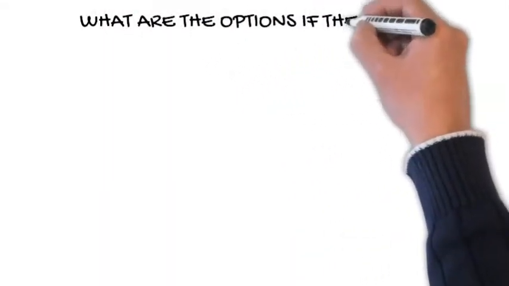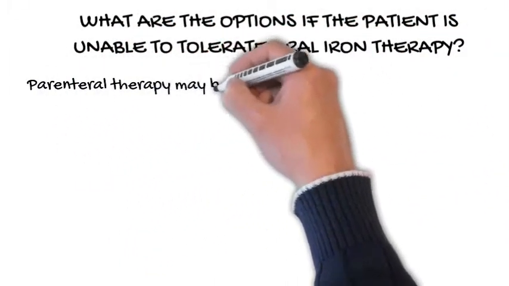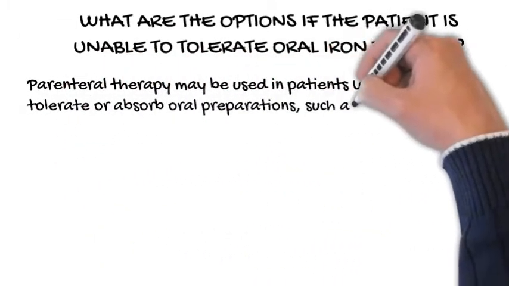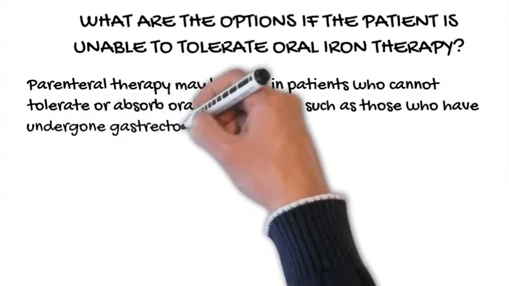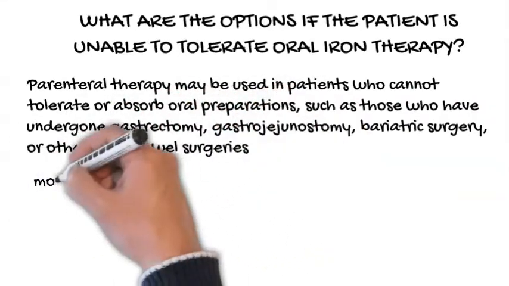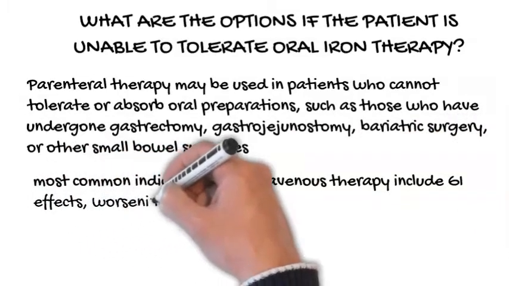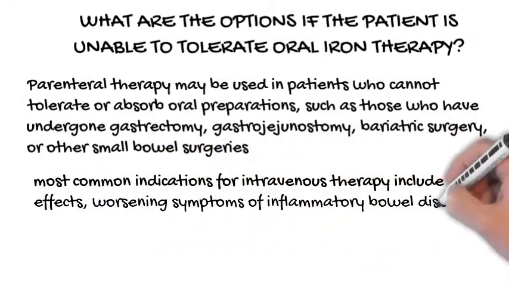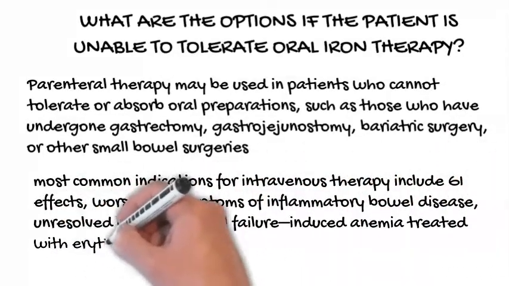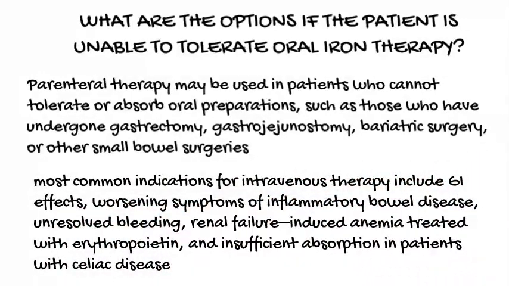What are the options if the patient is unable to tolerate oral iron therapy? Parenteral therapy may be used in patients who cannot tolerate or absorb oral preparations, such as those who have undergone gastrectomy, gastrojejunectomy, bariatric surgery, or other small bowel surgeries. The most common indications for intravenous therapy include GI effects, worsening symptoms of inflammatory bowel disease, unresolved bleeding, renal failure-induced anemia treated with erythropoietin, and insufficient absorption in patients with celiac disease.